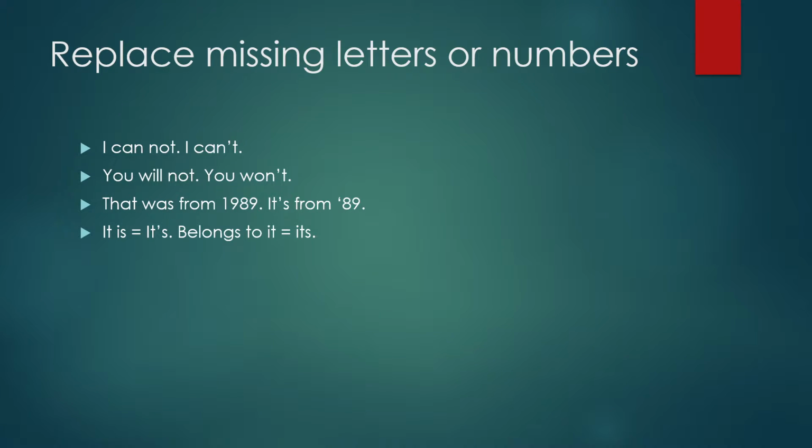The first thing you do is you replace missing letters or numbers. Like, for instance, the first example, I cannot becomes I can't. You've also probably heard this described as a contraction. You will not becomes you won't. The same kind of thing. That apostrophe is replacing the O in not that is not there. That was from 1989. We might say it's from '89. The apostrophe there replacing the 19.